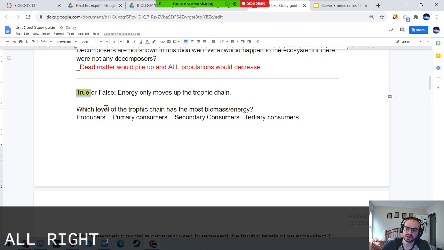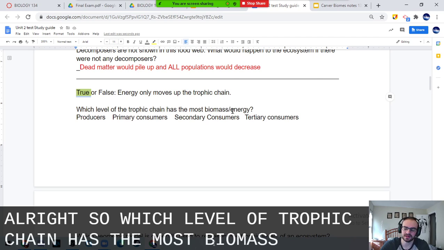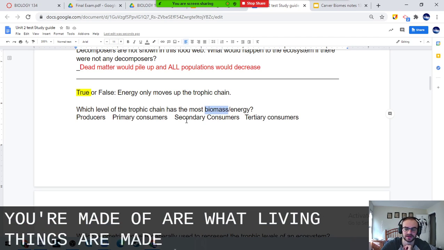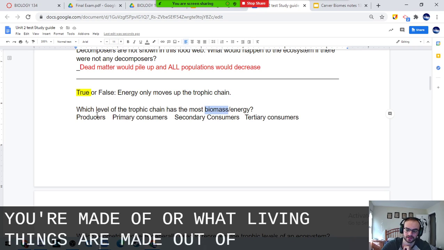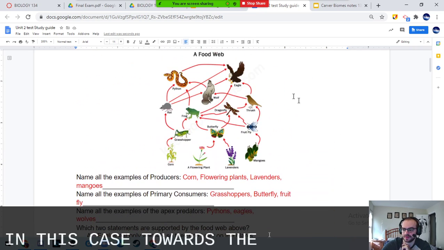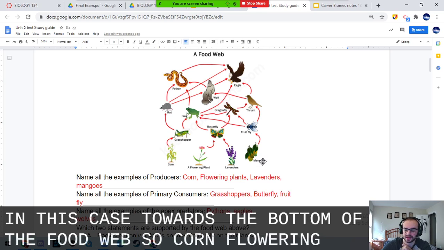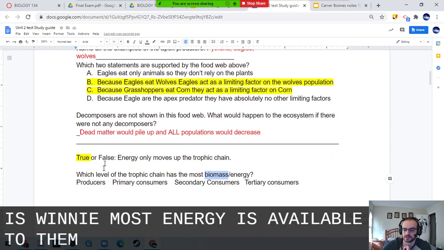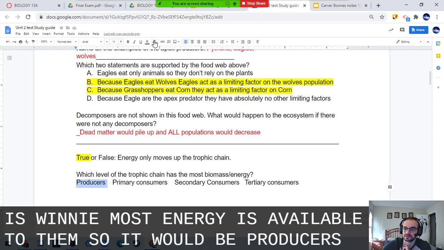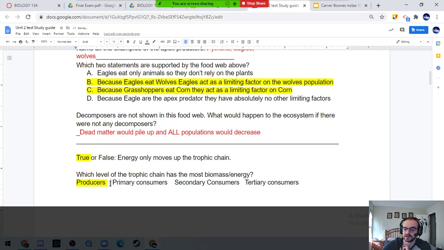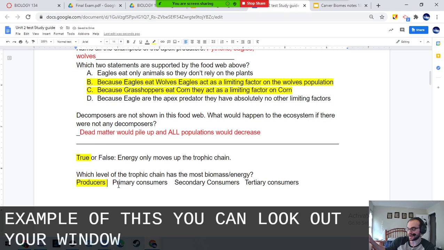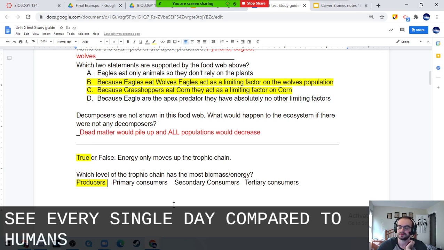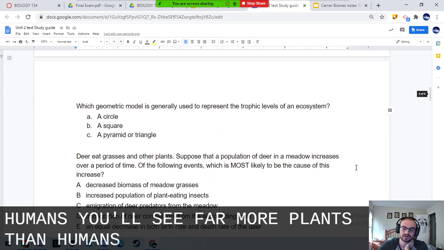All right. So which level of the trophic chain has the most biomass/energy? Remember, biomass is just what you're made of, or what living things are made out of. Right. In this case, towards the bottom of the food web, so corn, flowering plants, lavenders, and mangoes, this is where the most energy is available. So it would be producers. Right, if you want another physical example of this, you can look out your window. How many plants do you see every single day compared to humans? You'll see far more plants than humans.